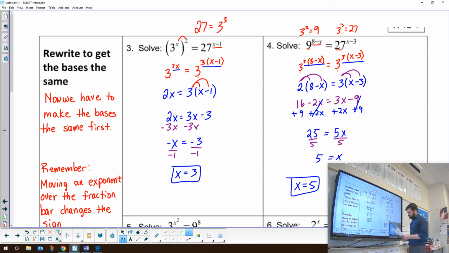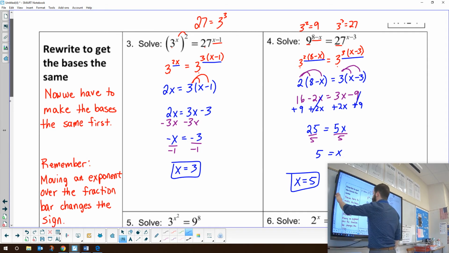Okay, so then that's going to leave us with, okay. All right, so then we're going to move on to our next problem, number 5.